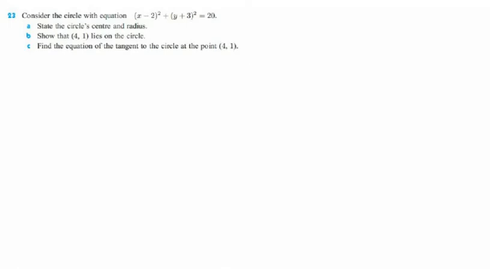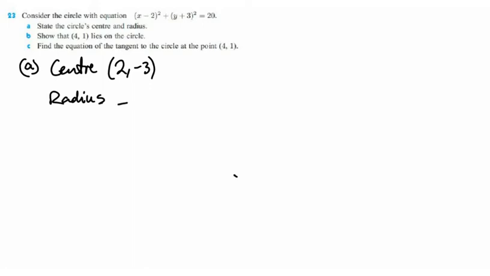Consider the circle with the following equation. State the circle's centre and radius. We're getting good at this now, so let's just do that really quickly. The centre is going to be at 2, -3, and the radius, whilst we could write root 20, that would be a little bit ugly. What would we write? We'd simplify that. Remember, root 20 is the square root of 4 times the square root of 5, or just 2 root 5. That looks a lot nicer.